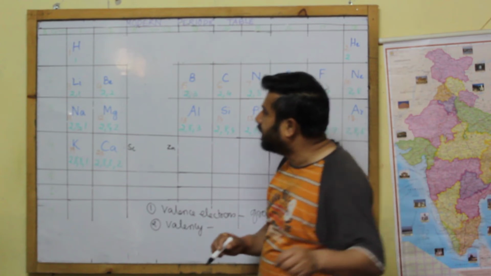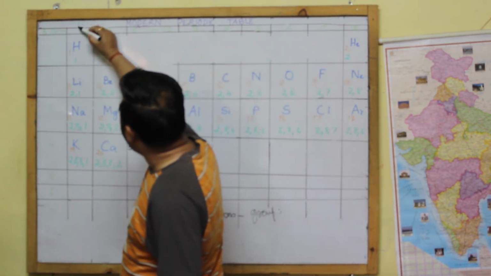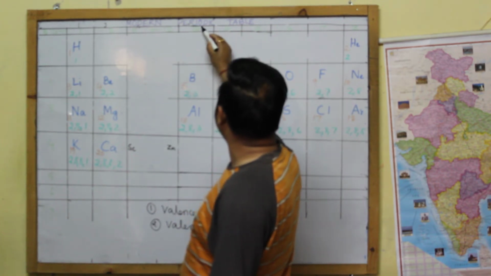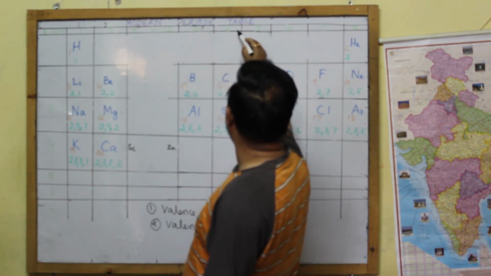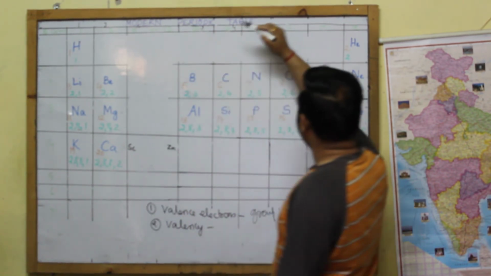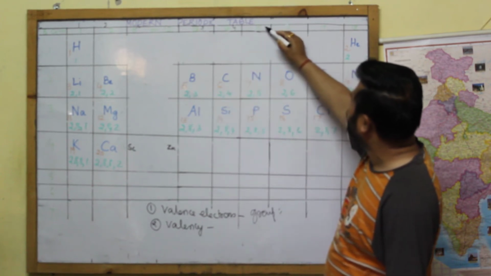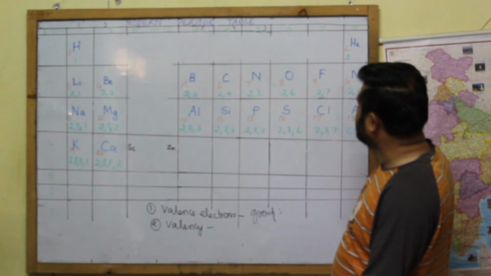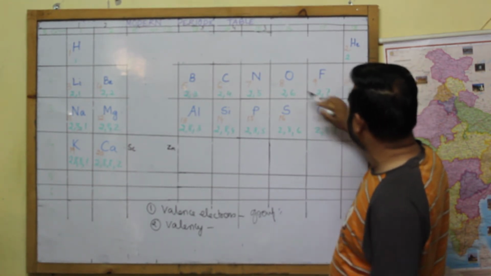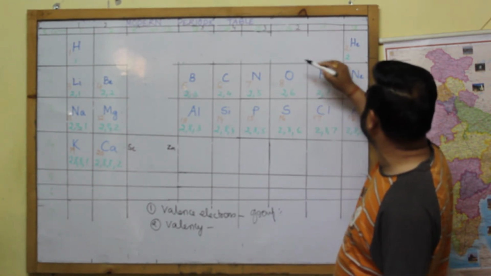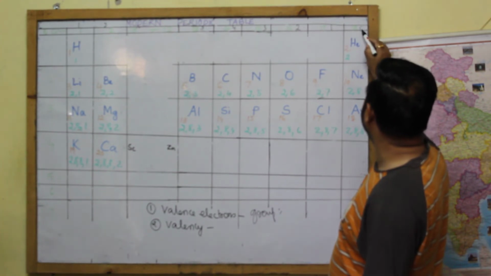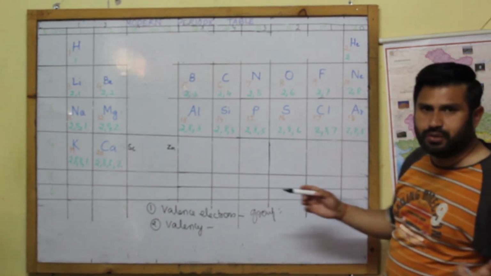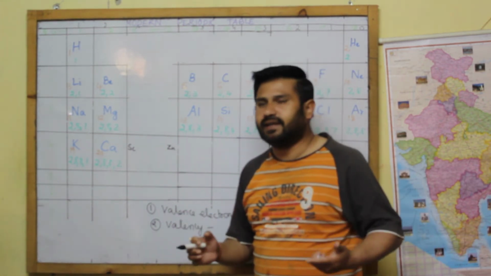So if you have to find out the valency, this group will be 1. This group will be 2. 13 will be 3. 14 will be 4. 15 will be again 3. Remember, 2, 5. To become like the nearest noble gas, it needs 3 more electrons. So it's 3. Oxygen, if you see, has got 2, 6. So 2. This has got 1. And this is 0, because it has got a completely filled outermost shell. It doesn't need to lose electrons, nor does it need to gain any electrons.